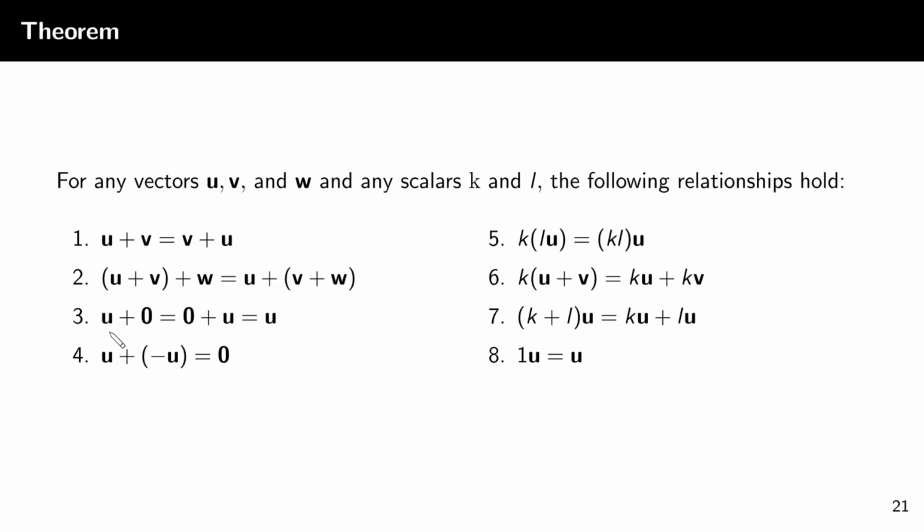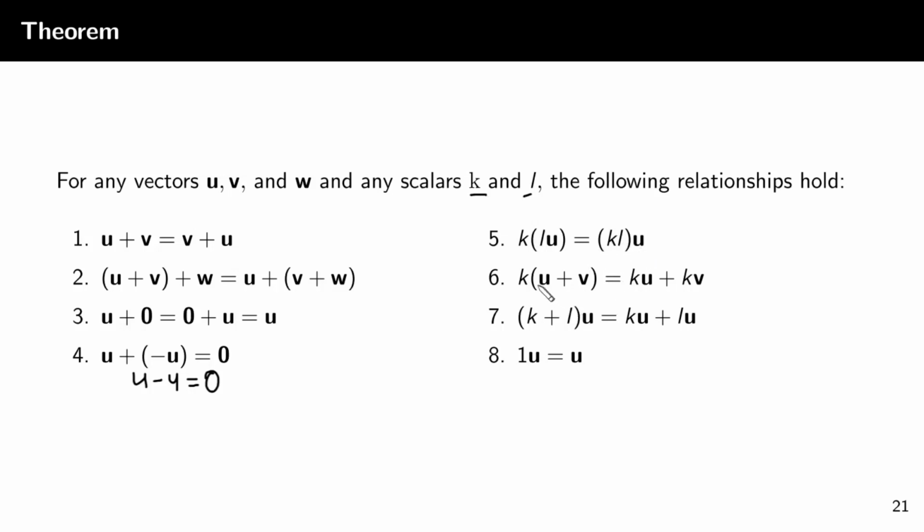And then, sa pangatlo naman, U plus the zero vector is the same as the zero vector plus U, which is equal to U. So the zero vector acts like the usual number 0. Nandito sa number 4, U plus the negative of U will be the zero vector. Or you can actually write U minus U is equal to the zero vector. Dito sa number 5, if we have K times L times U, where K and L are scalars, then that's equal to quantity K times L times U.